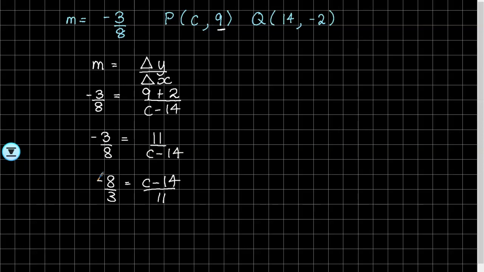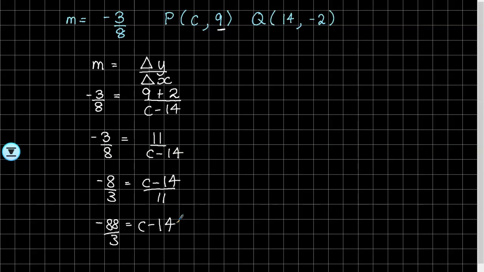Okay, and we can do exactly what we did before. So 11, get rid of the divide by 11 times. We get minus 88 over 3 equals C take 14. How do we get rid of the take 14? Plus 14, right? Pop it in your calc.